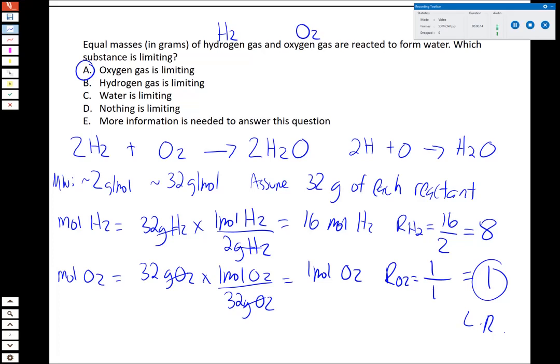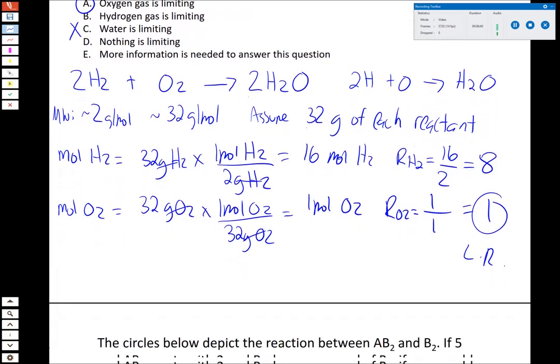This one is nonsensical. You can't have a product be the limiting reactant, so that one we could remove right away. Some of you may have been tempted to pick E because we didn't give you the masses, but we just told you the masses were equal, so we could have assumed any mass we want, and no matter what mass we assumed, if we had gone through these steps of converting to moles and finding stoichiometric ratios, we would easily determine that oxygen is the limiting reactant in each case. All right, so that one was a little bit more abstract, and same with this next one.